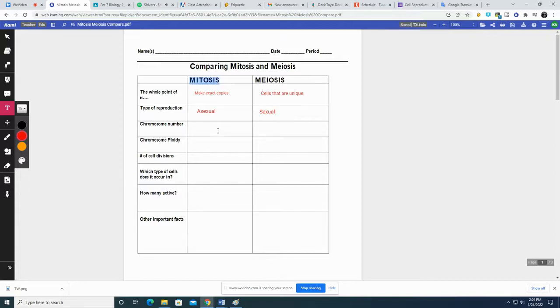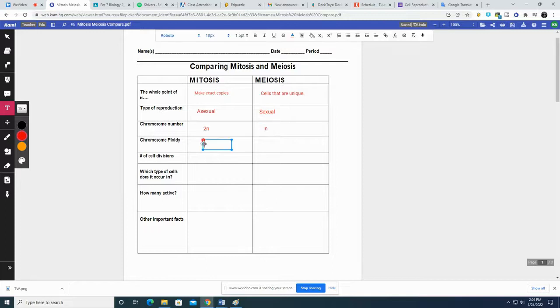Chromosome number. Basically, it's just this, 2N. It means there's two of each chromosome in mitosis, whereas in meiosis, you start with a 2N, two of each chromosome, but you're going to make haploid cells, so it's only N.